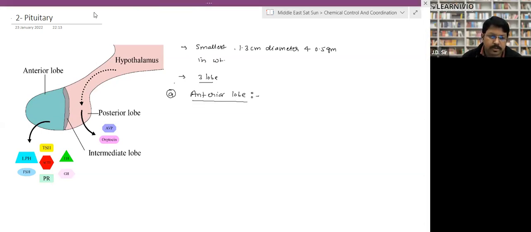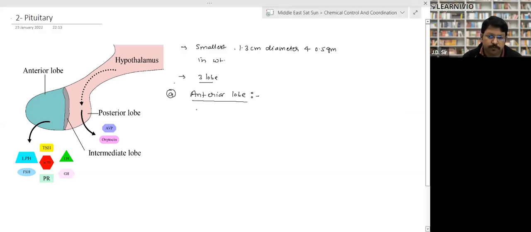Anterior lobe releases the following hormones. So the first one is growth hormone. Growth hormone is also called somatotropin hormone. In short, we call them STH or GH.